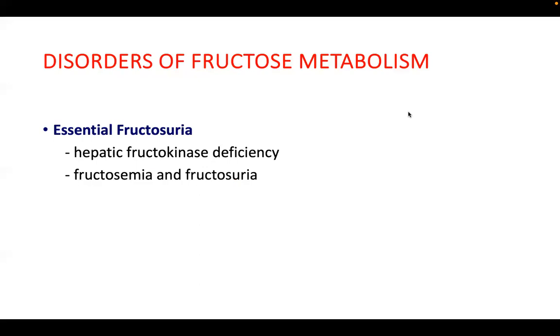Now, winding up, another disorder we must remember is essential fructosuria. This is because of the deficiency of the enzyme fructokinase, a hepatic fructokinase. It presents with fructosemia, so fructose found in the blood, and fructosuria, fructose found in the urine. So this is essential fructosuria. So I hope everyone takes note of this.